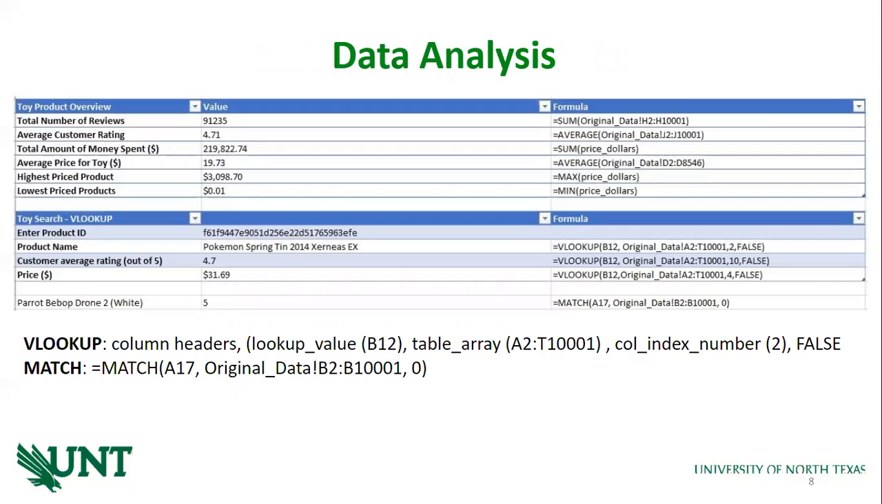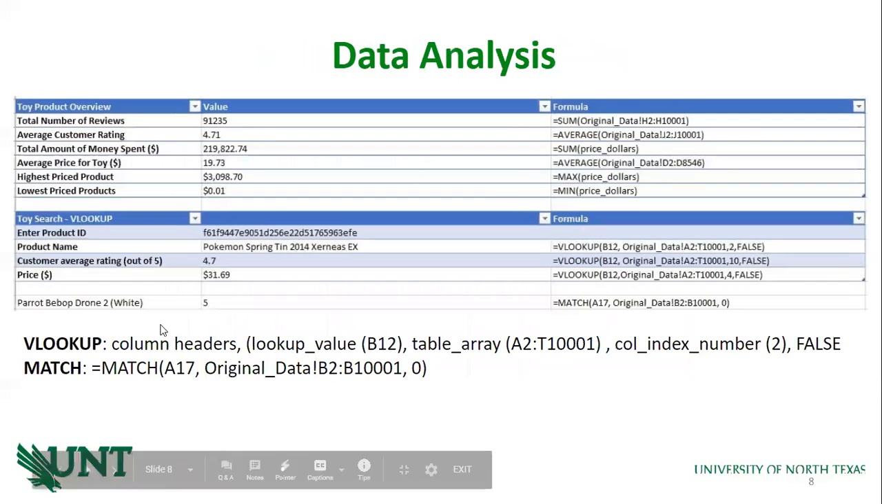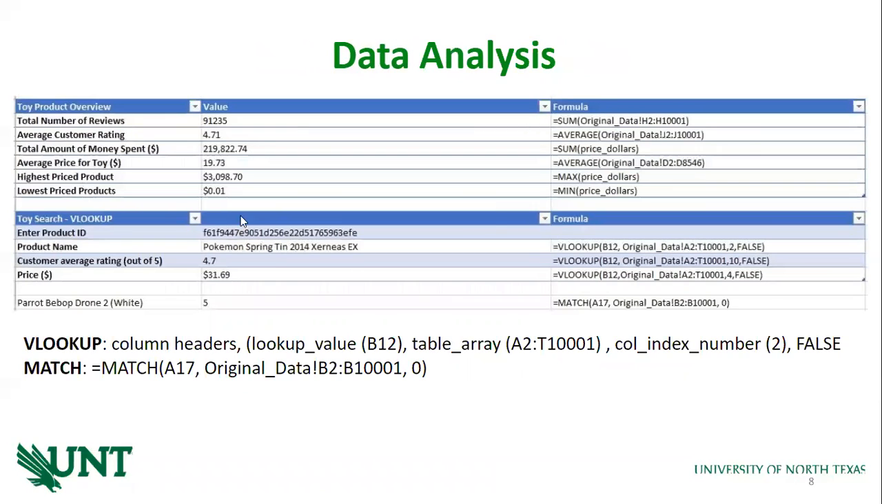For our first assignment, we defined the data, cleaned it, came up with goals of what we were looking for, and we created a toy overview, which you can see up here. This gives me the total number of reviews, average customer rating, average price for a toy, highest and lowest. And you can see these formulas over here: sum, average, average, max, and min. These just answer very basic questions we have starting out, and they can all be seen in this little table.